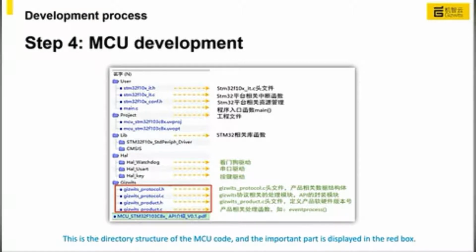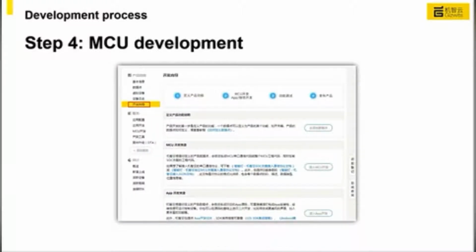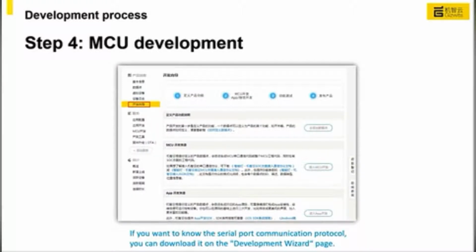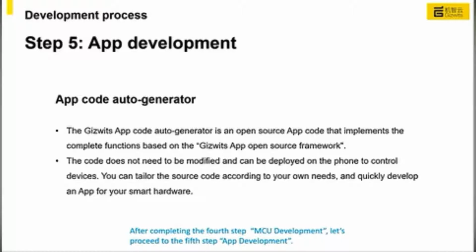This is the directory structure of the MCU code, and the important part is displayed in the red box. If you want to know the serial port communication protocol, you can download it on the Development Wizard page. After completing the fourth step, MCU development, let's proceed to the fifth step, app development.